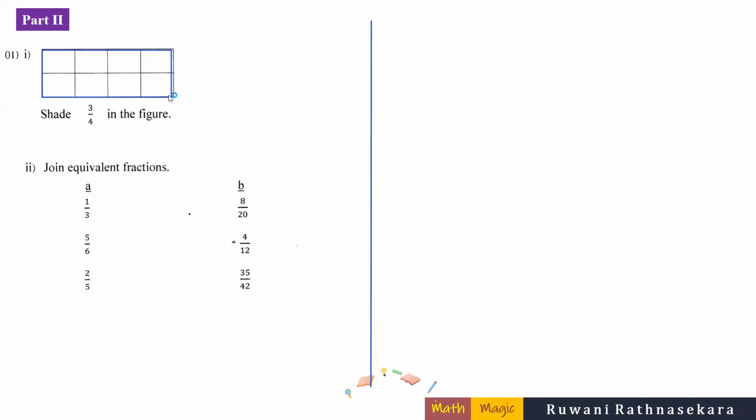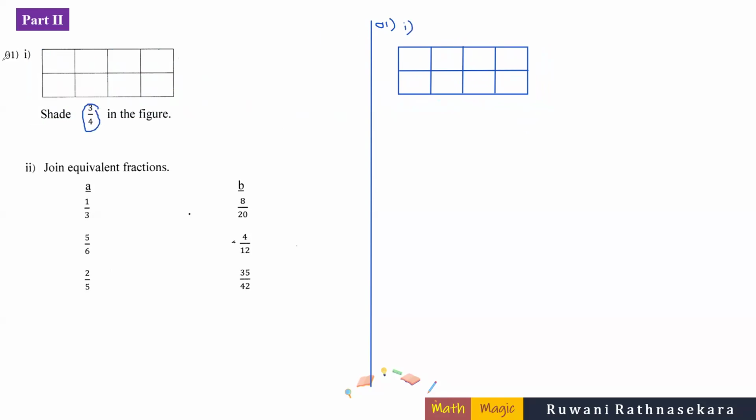A rectangle to be copied into 8 equal parts, where you have to shade 3/4. And the next one, when you join these, also you have to keep them copied. You continue your work.